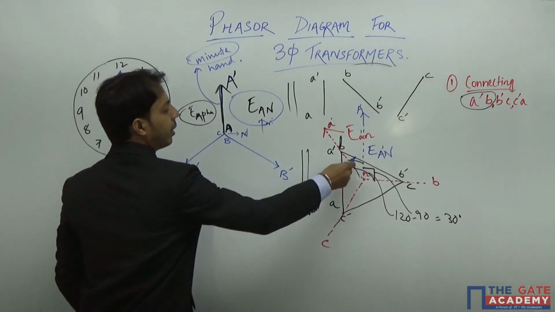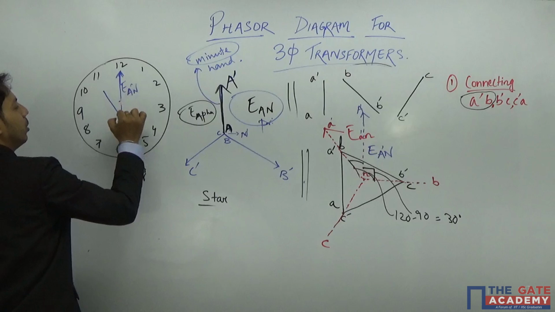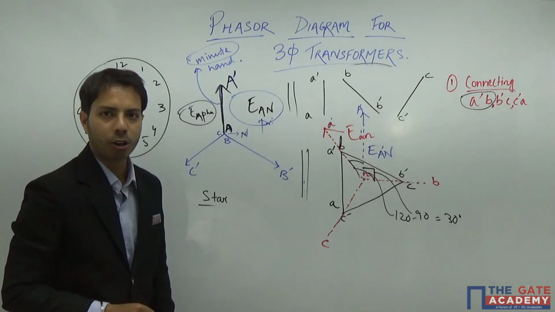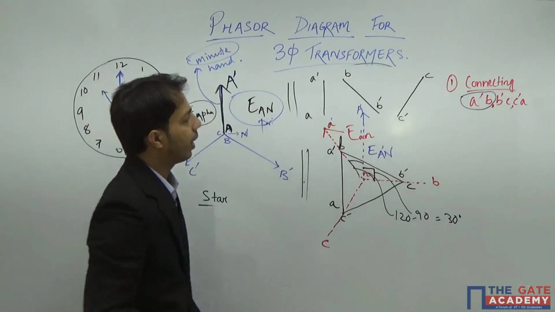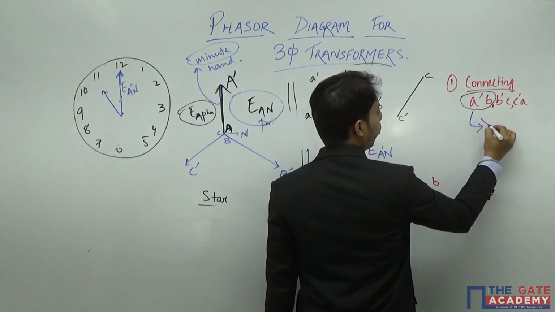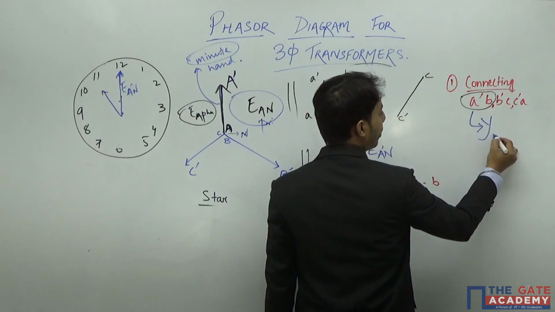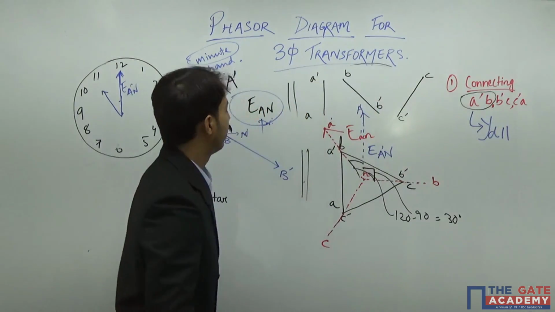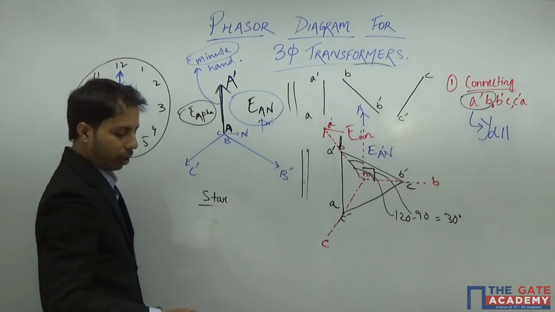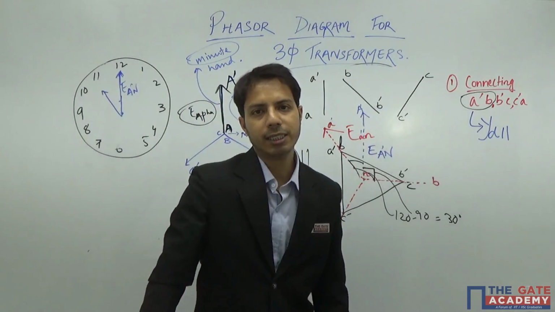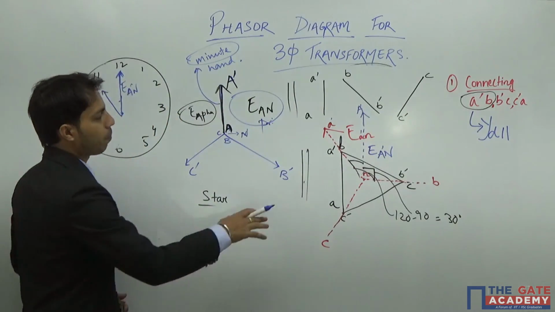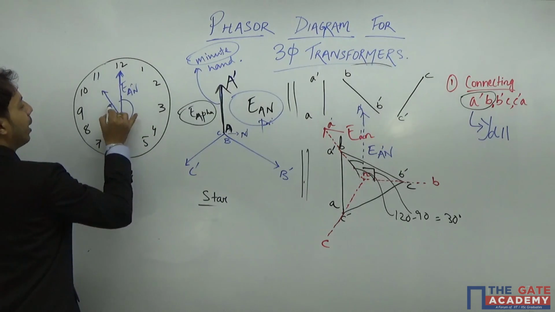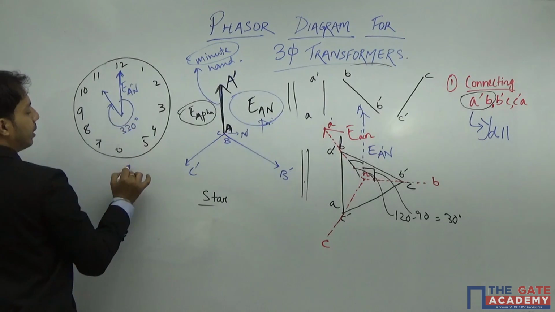Now you see, this is 30 degree. I know 30 degree will be along this 11. So you see, it is 11 o'clock. So since it is 11 o'clock, this particular diagram will be called as capital Y for primary, small d for secondary, and 11, since the angle between them is 11 into 30 degree, which is 330 degree. So I can say that my secondary is lagging primary by 330 degree.